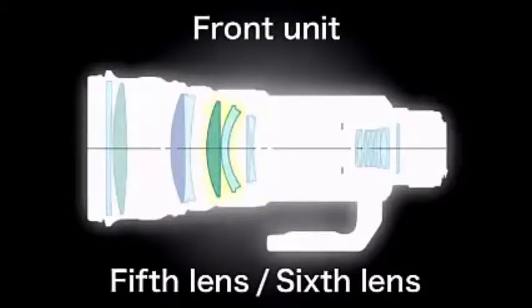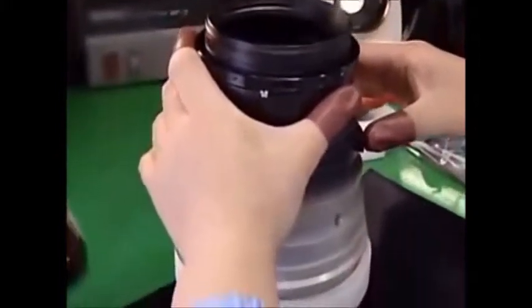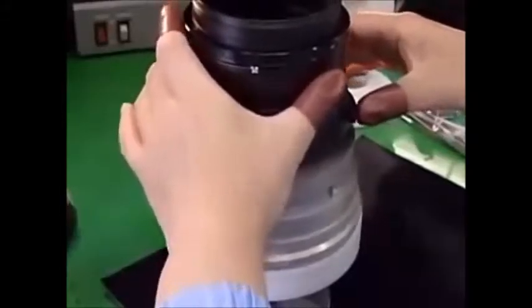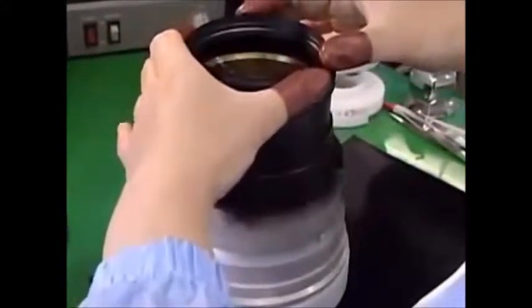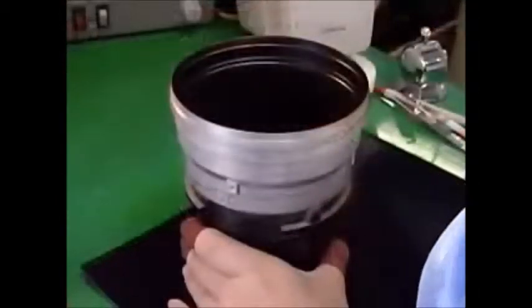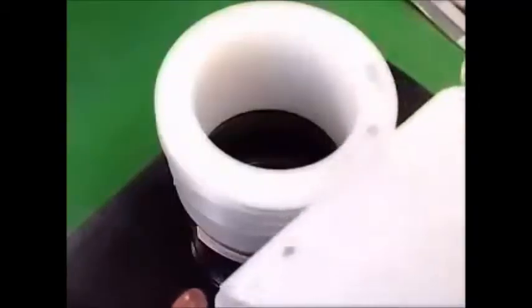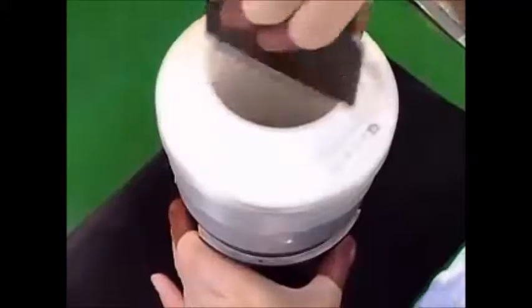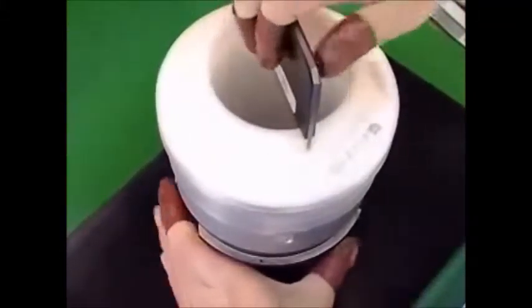Firstly, the front unit is assembled. Following a careful cleaning, the lenses are incorporated in the sub-barrel. The fifth lens is the first to be placed, followed by the sixth lens. As the fifth lens is made of fluorite, extremely careful handling is required. As the lenses are directly incorporated deep into the front barrel, a high degree of technical skill is required.